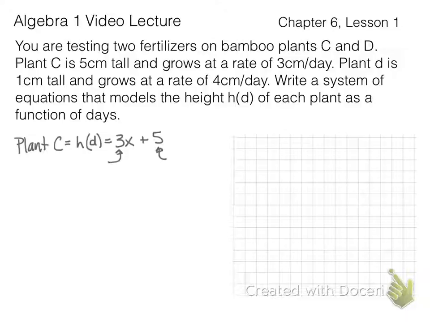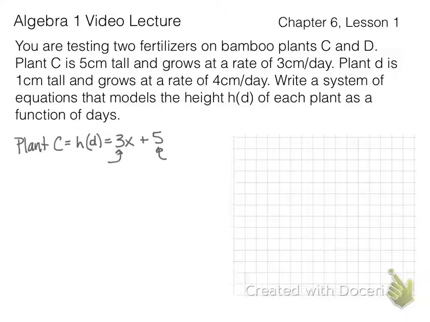You are testing two fertilizers on bamboo plants, C and D. Plant C is 5 centimeters tall and grows at a rate of 3 centimeters per day. Plant D is 1 centimeter tall and grows at a rate of 4 centimeters per day. We're going to write a system of equations that models the height, h of d, of each plant as a function of days. So every day you're going to go measure each plant and see how far it has grown.